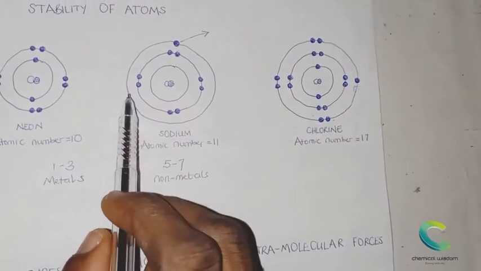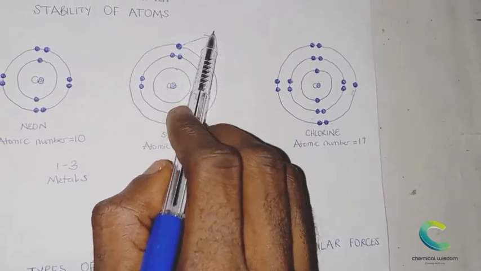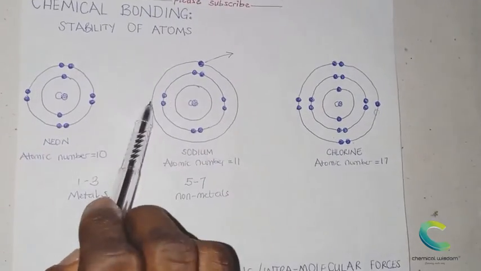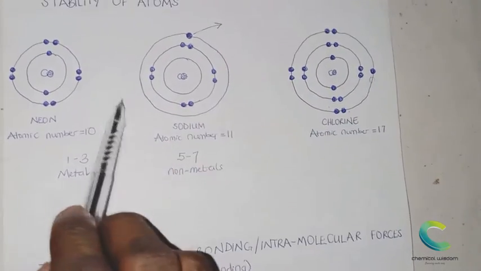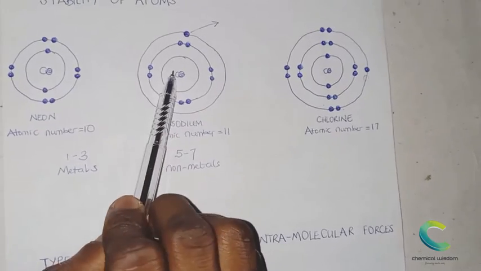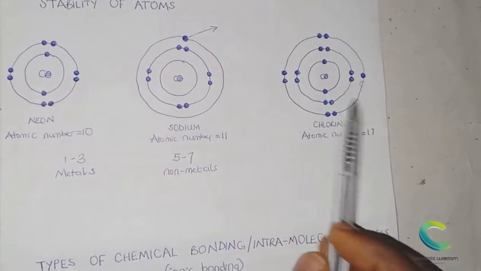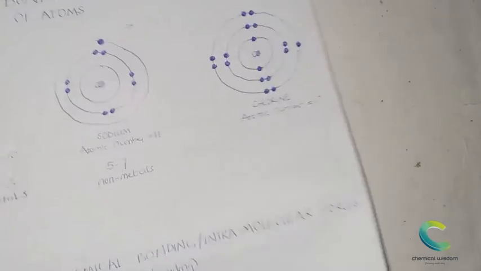But if we look at this sodium, there's a higher tendency to lose this single electron than to start gaining 7 additional electrons to obtain that stability. That's why metals are considered to be electropositive, and the non-metals are considered to be electronegative. As we move down the types of bonding, we'll be discussing more about that.